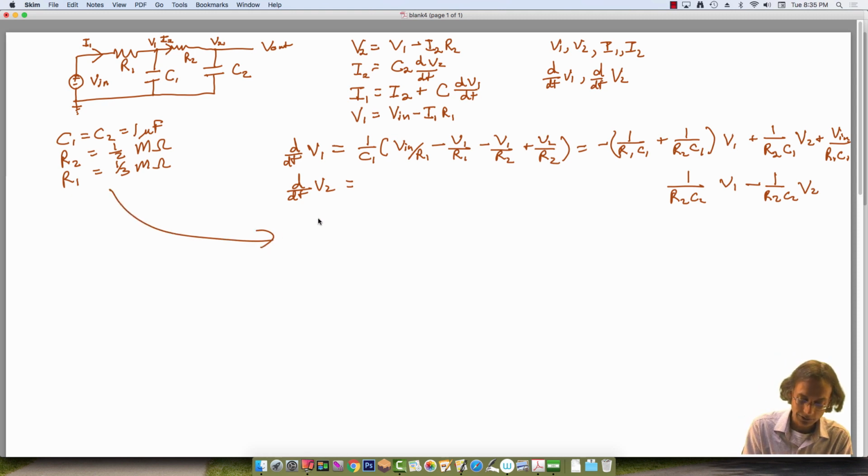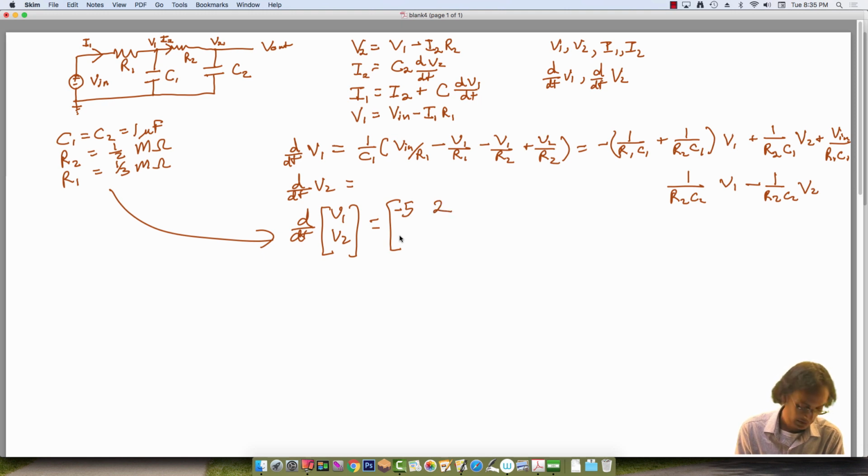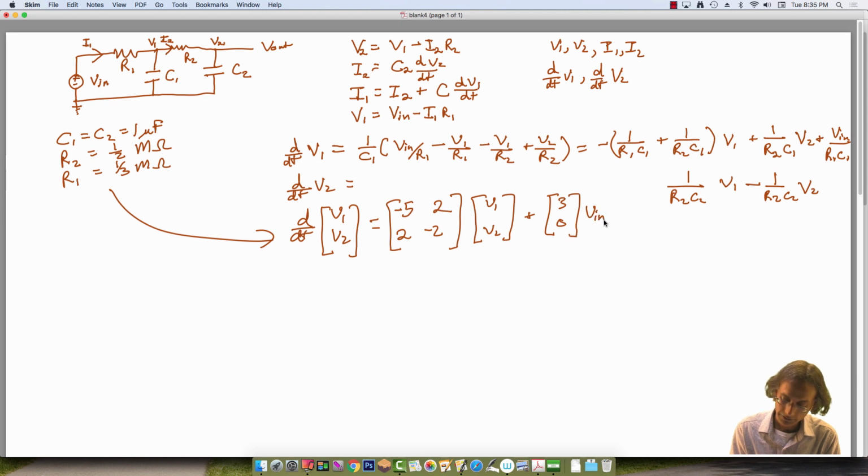So using these, we get d by dt, and we can write this out in vector matrix notation. d by dt of V1, V2 equals the matrix minus 5, 2, 2, minus 2 times V1, V2. That's this part here, plus 3, 0, times V in. So we get this differential equation written out in matrix form.